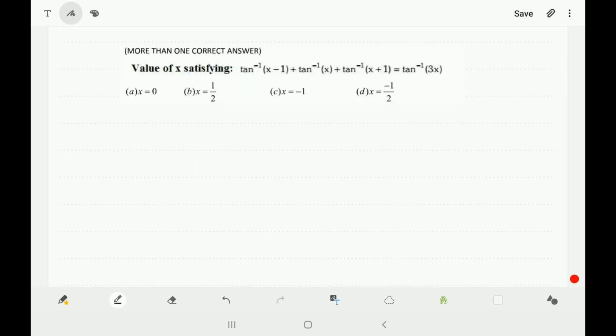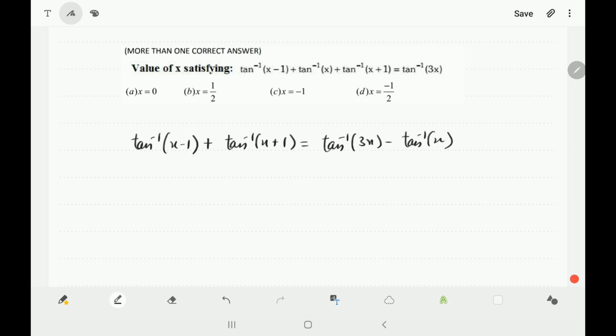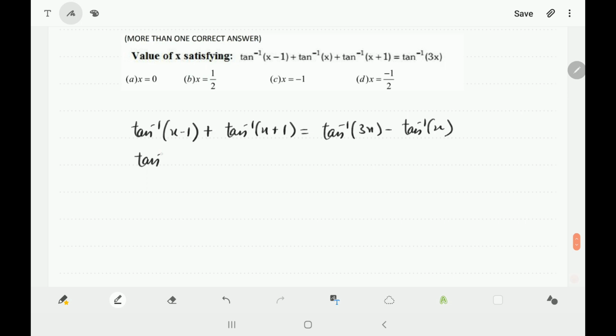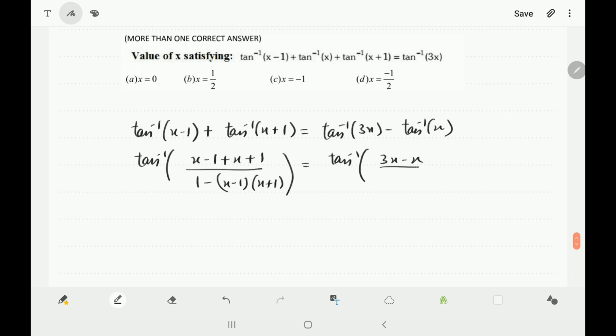In this problem, we have to find the value of x satisfying this particular equation. We can write this term as tan inverse of (x - 1) plus tan inverse of (x + 1). I'll just take this x on the right hand side, so it will become tan inverse 3x minus tan inverse x, so that applying the formula will be easy for us. If we apply it now, we will get tan inverse of (a + b) upon (1 - ab), which is (x - 1)(x + 1). And tan inverse of (a - b) upon (1 + ab).